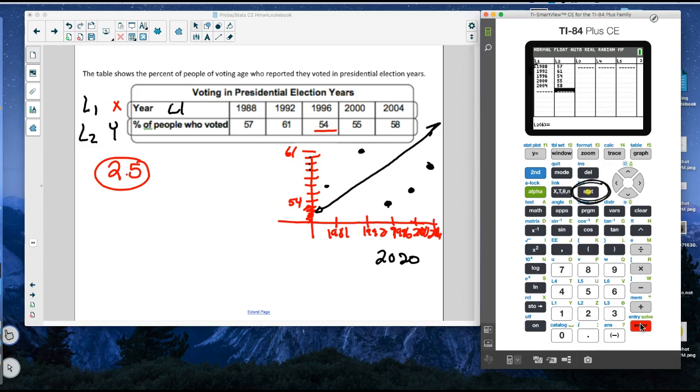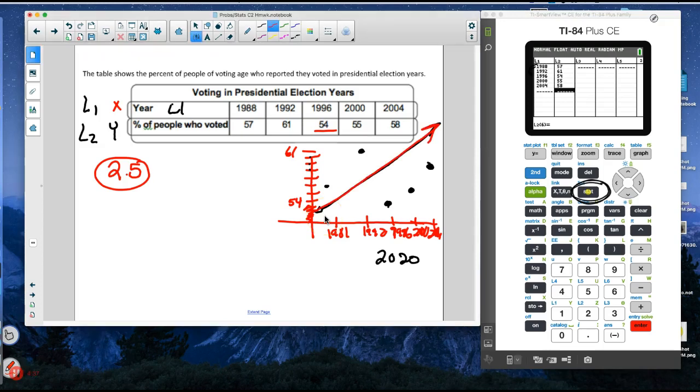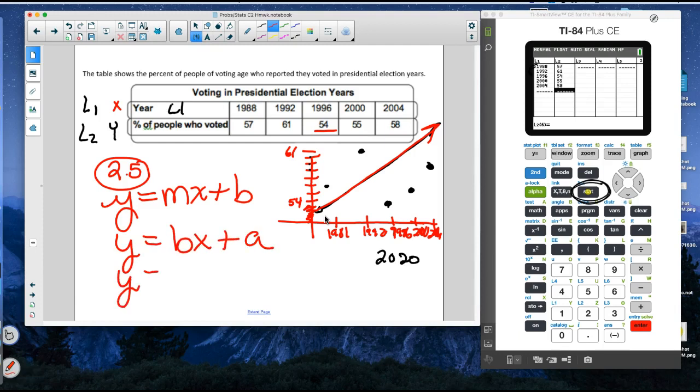Now, what I'm going to have my calculator do is find an equation for the line of best fit. Remember, equations for lines are y equals mx plus b. But our calculators are programmed differently, and it depends on what type of calculator you have. Sometimes it'll do bx plus a. Sometimes, depending on your calculator, it'll do ax plus b. It really doesn't matter, guys.